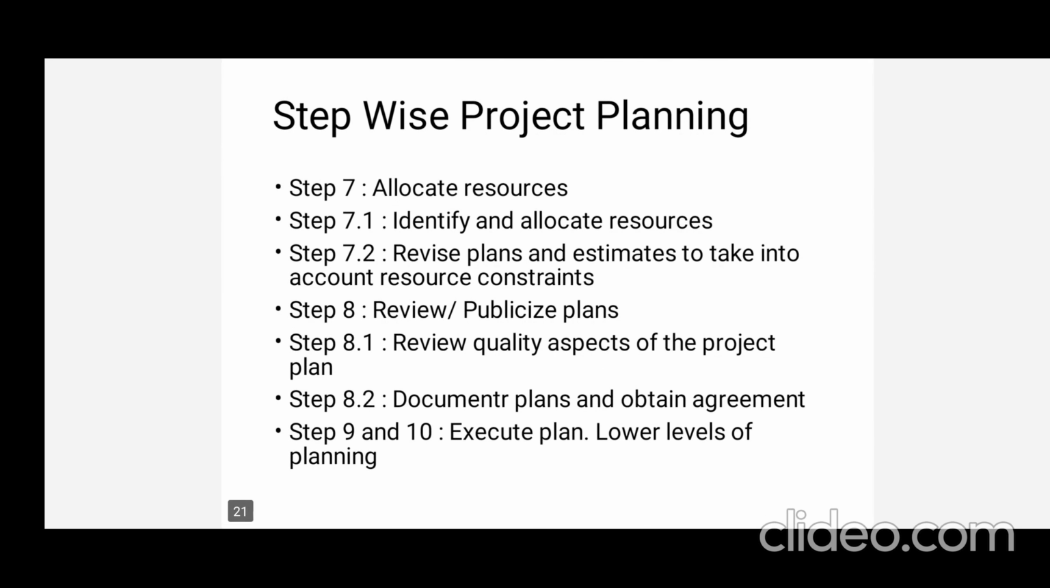Then during step 7, allocate the resources: identify and allocate resources, and revise plans and estimates to take into account resource constraints. Then step 8 is reviewing and publicizing plans: review the quality aspects of the project plan, document plans and obtain agreement. And the final steps 9 and 10 are executing the plan and lower levels of planning. So these are all the 10 steps we need to concentrate on in stepwise project planning.